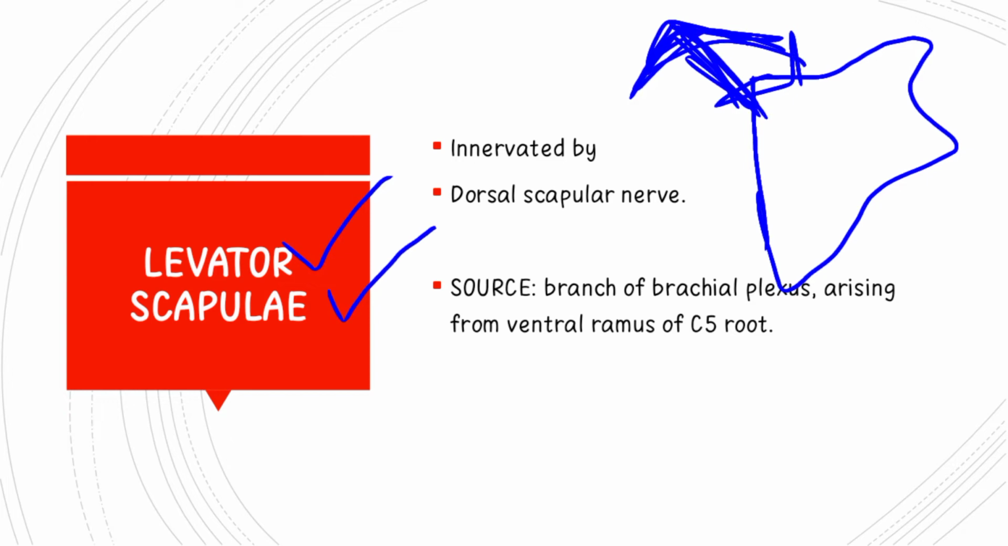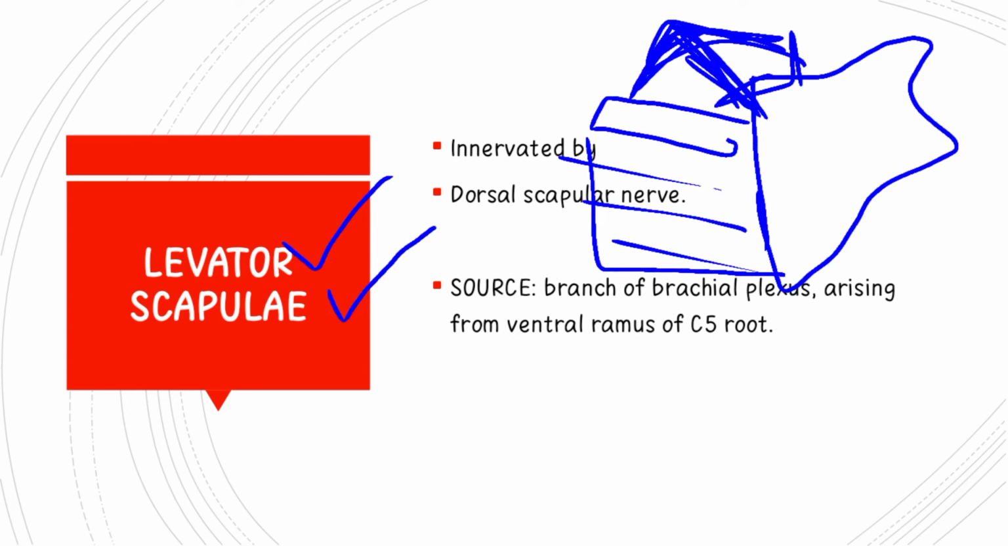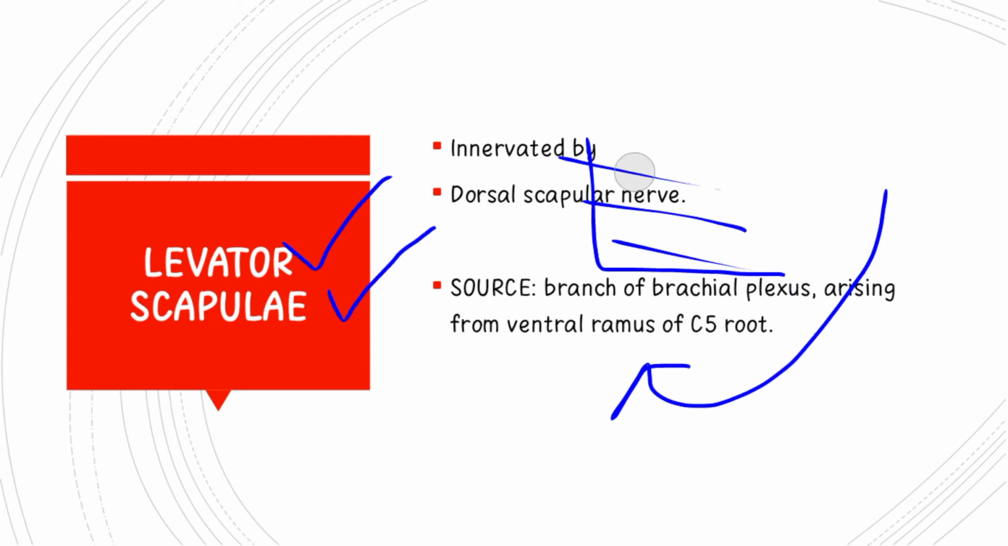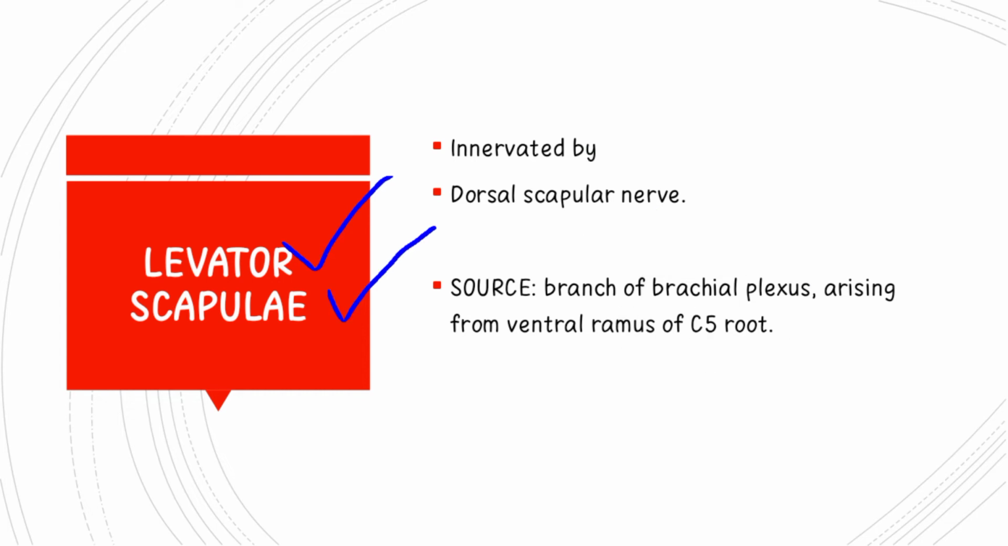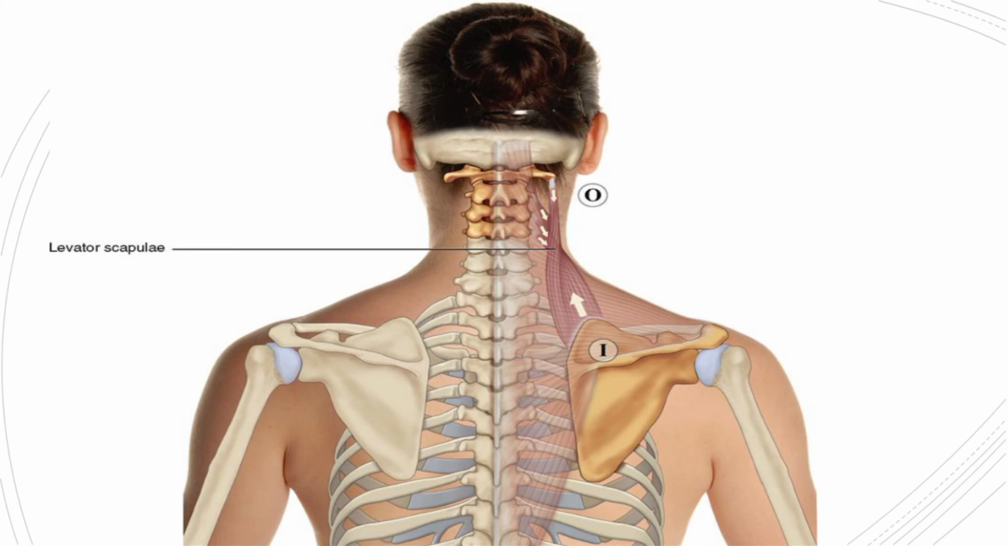It's carried upward. Remember, the rhomboid muscles, which are somewhere here, what they do is to protract. They make the scapula move backwards, while this one takes it up. So they are innervated by the dorsal scapular nerve. Now, this dorsal scapular nerve is a branch of the brachial plexus which arises from the ventral ramus of the C5 root, that's the fifth cervical root. Yes, this is where it is found.